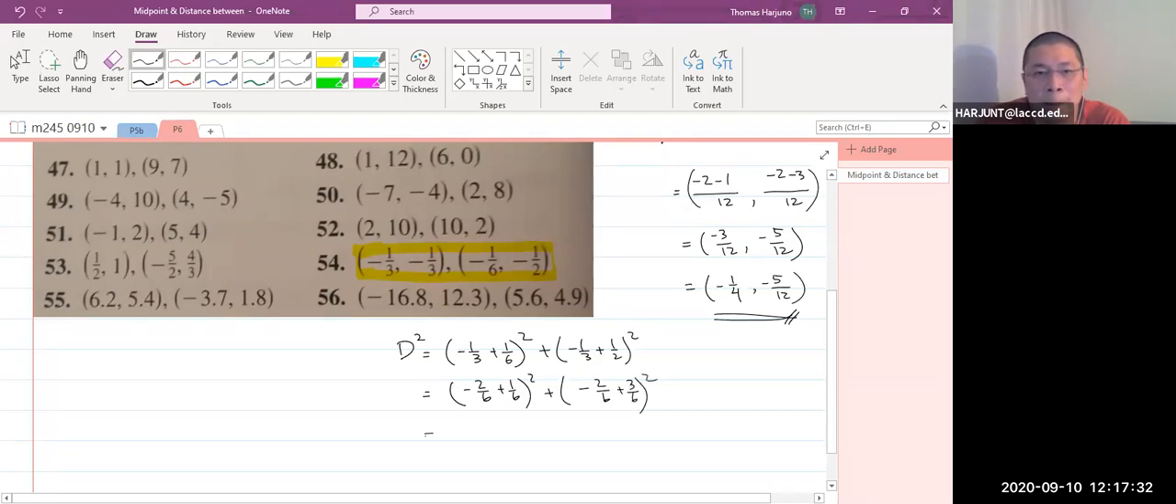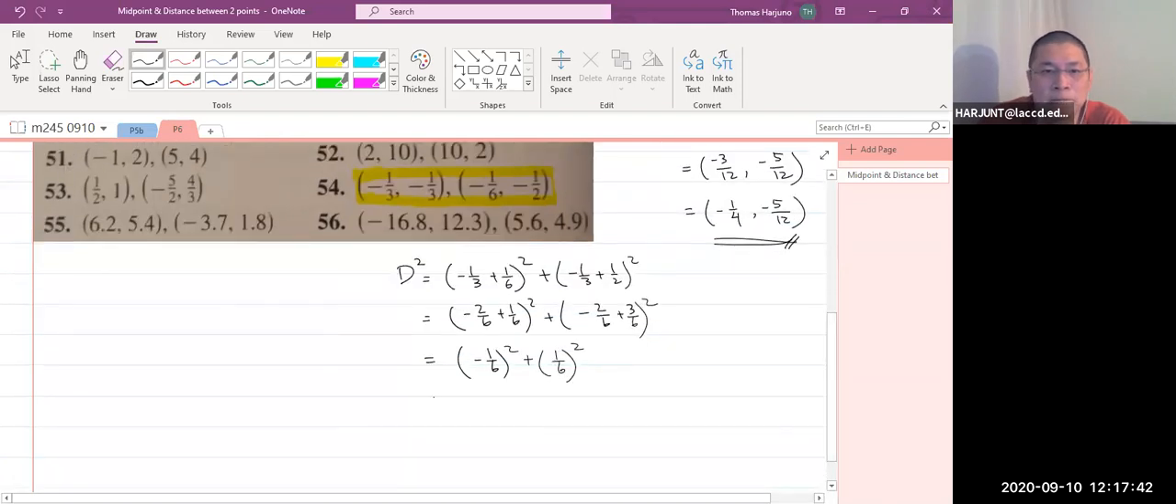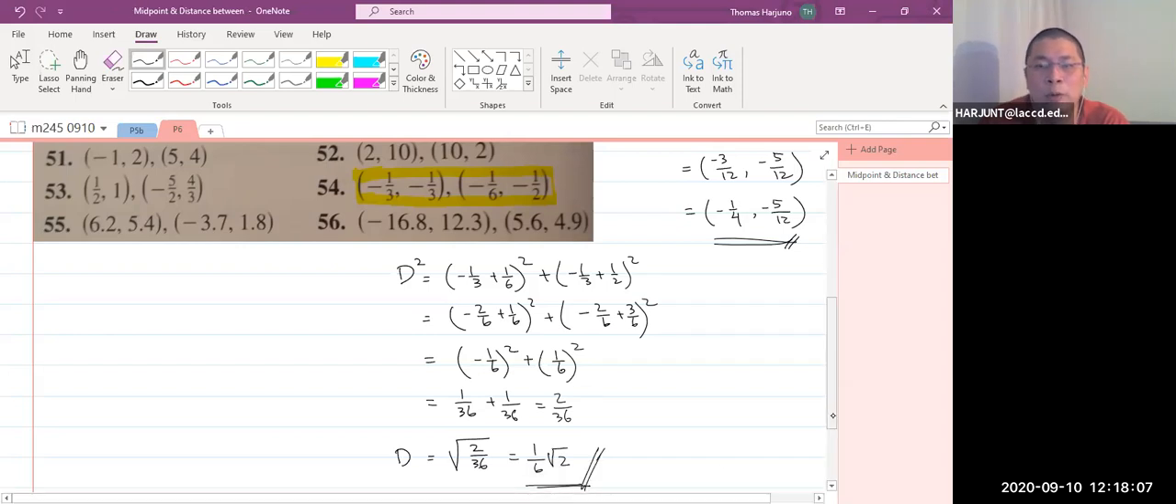That will be -1 over 6 squared plus 1 over 6 squared. That's 1 over 36 plus 1 over 36, which is 2 over 36. The denominator is already a square number, so let me just take the square root. This is the square root of 2 over 36. That's 1/6 times the square root of 2. That's the distance between these 2 points.